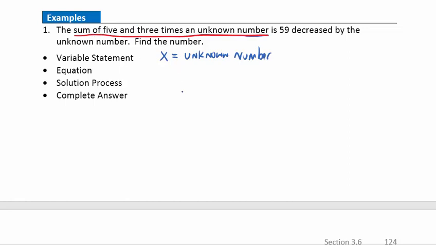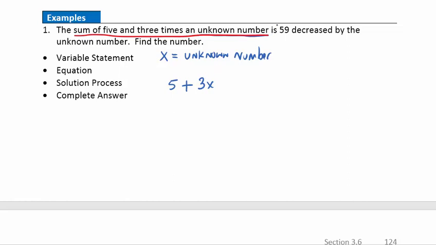The sum means we're going to be adding, so I'm going to write the addition sign down. What are we adding here? 5 and 3 times the unknown number. Well, that's just going to be 3x because x is our unknown number. So let's read this back: the sum of 5 and 3 times an unknown number. It's often a lot easier to read the math statement back and translate it back into words to check it.